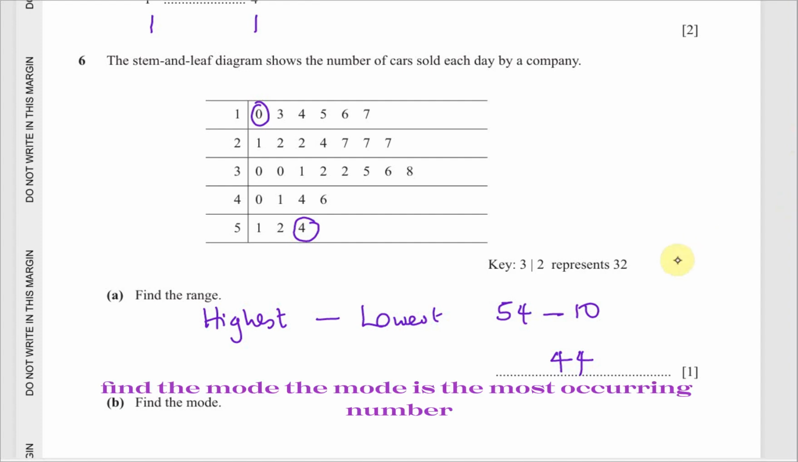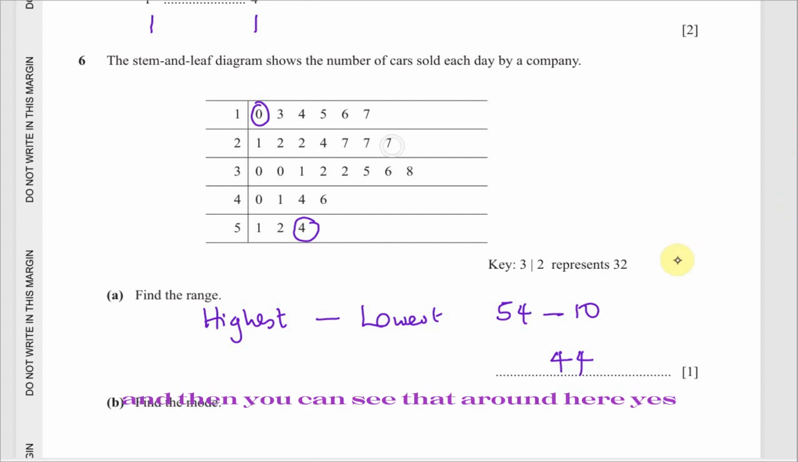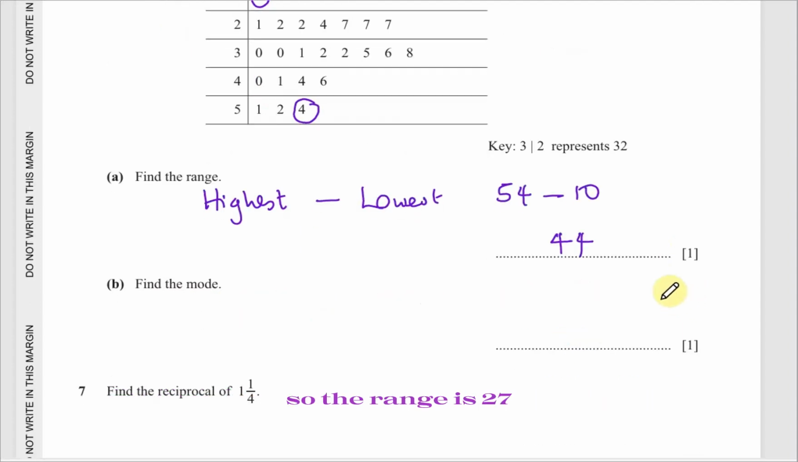Find the mode. The mode is the most occurring number, and then you can see that around here. Yes, this is the most occurring number, but the same way we did for the range, we're going to pick both the stem and the leaf. So the mode is 27.